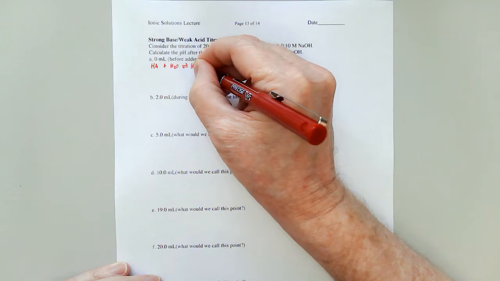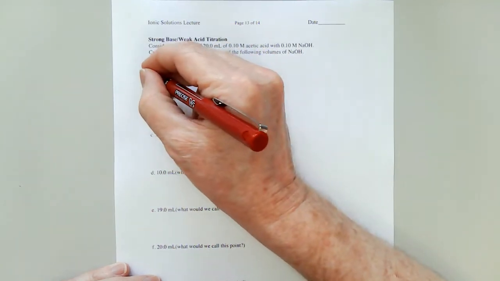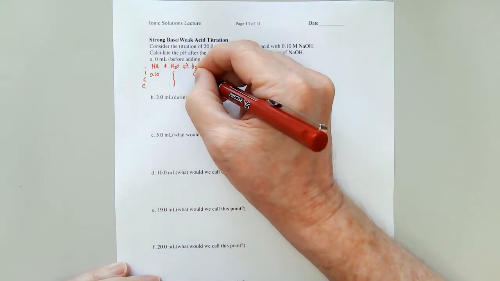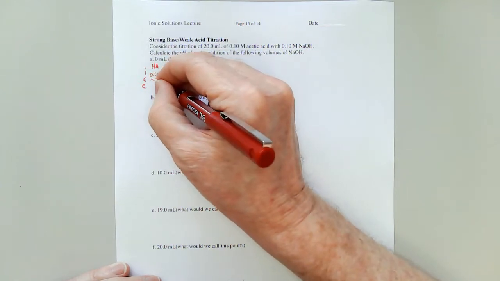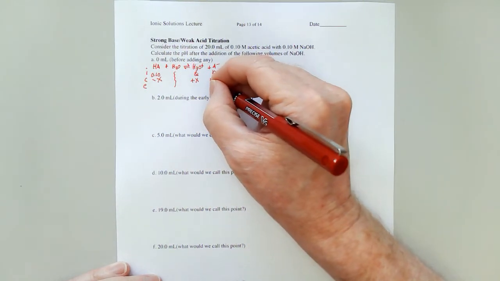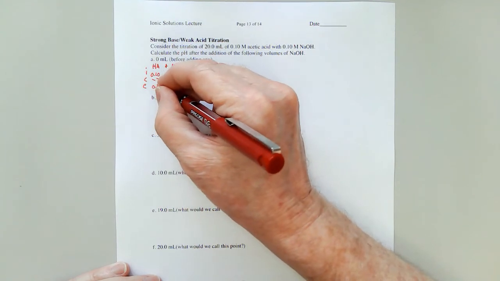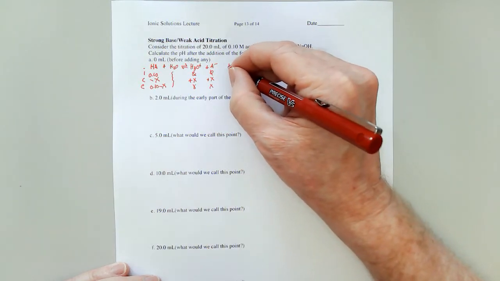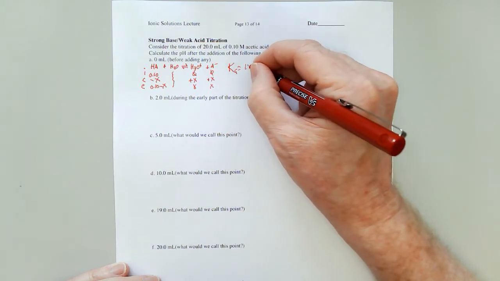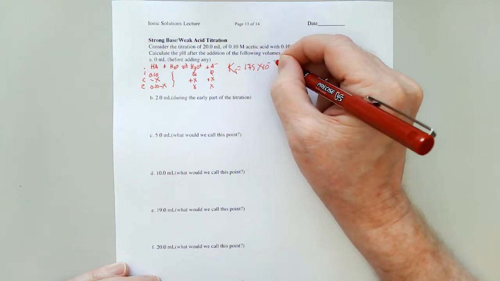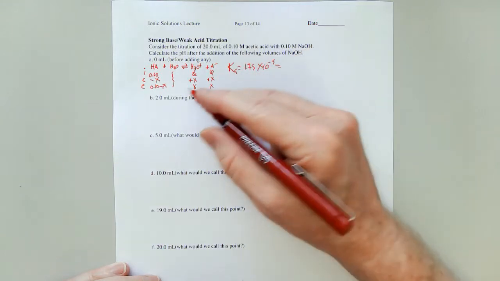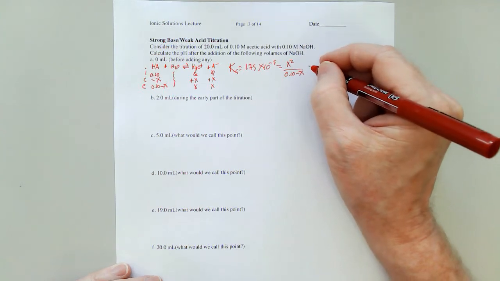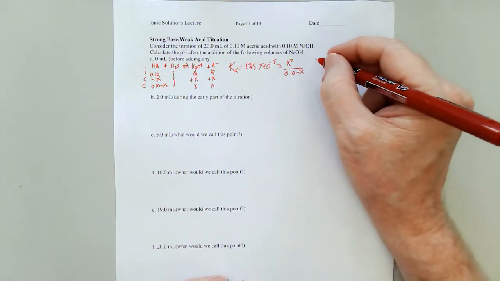Now before we start, all we have is a weak acid, which means we have HA plus H2O, which gives us H3O plus and A minus, and we're going to do an icebox here. This is 0.10, and we'll ignore the water, 0 and 0, minus X, plus X, plus X, 0.10 minus X, X and X. So my Ka for acetic acid is 1.75 times 10 to the negative fifth, which is going to equal, based on this, x squared over 0.10 minus x.